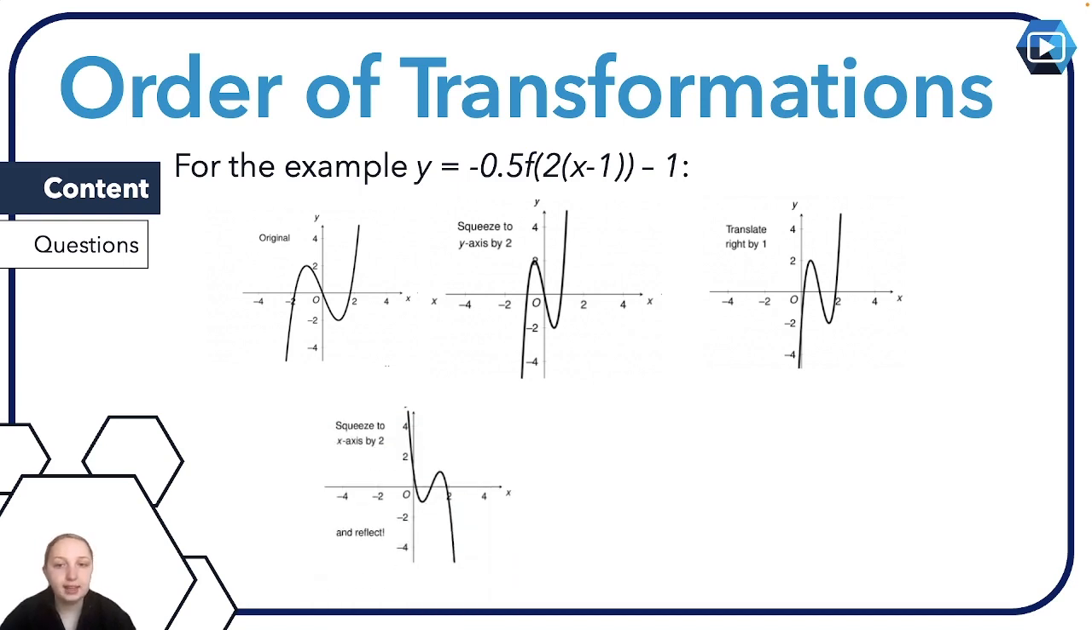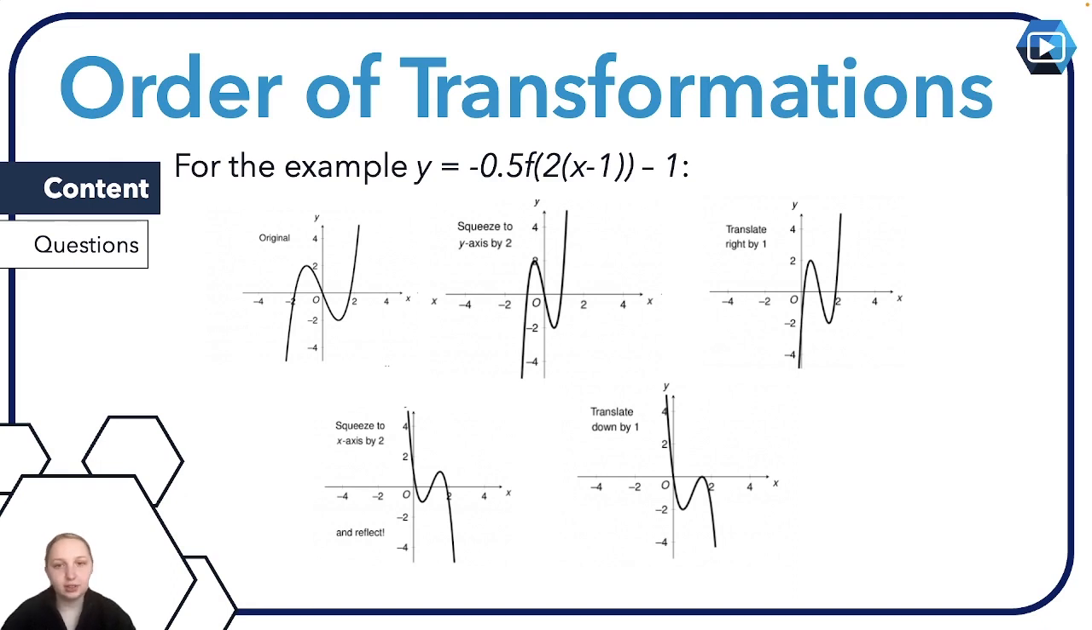Next, we're doing the dilation of k, so we're squeezing towards the x-axis by 2. Then we also are going to reflect because we have a negative value here. Then we're doing the translation of c, where in this case c is minus 1, so we're translating down by 1. And that's an important example of the importance of the order of transformations.